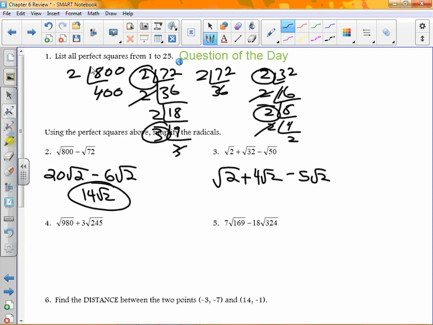What's 25 times 2? 50. What's significant about 25? The square root of it is 5. So I got 1 on the square root of 2 plus 4 on the square root of 2 is 5 on the square root of 2. 5 on the square root of 2 minus 5 on the square root of 2. Is that what it is? It's 0.